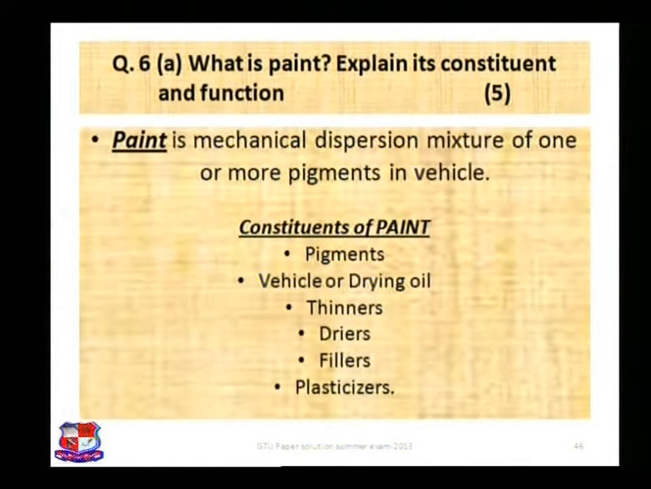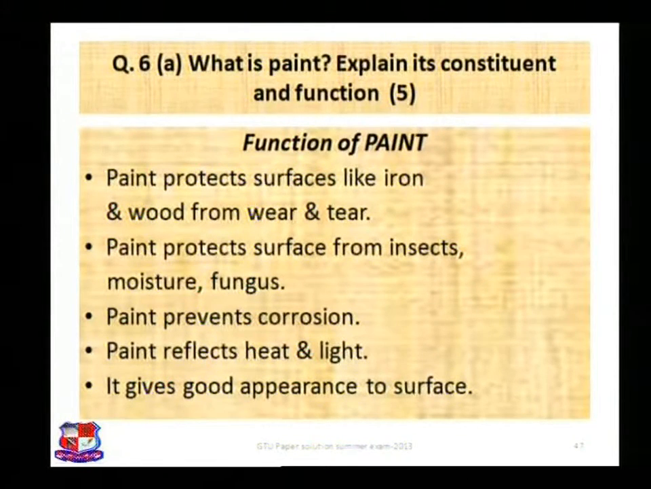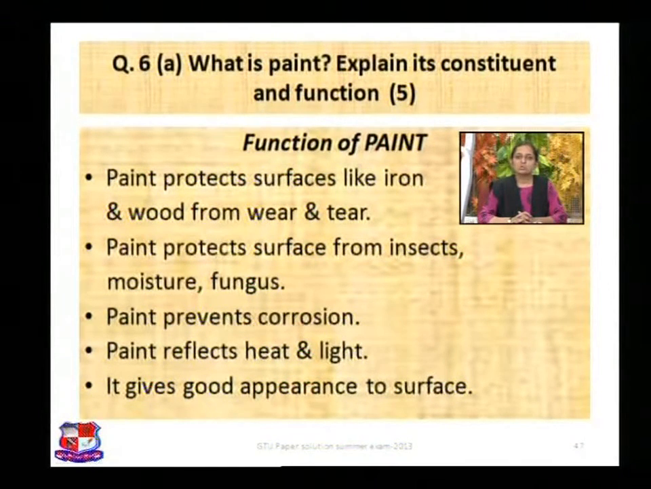Okay, so paint, we have covered the definition, we have covered the constituent. Now what is the next thing that is required? The function of paint. What is the role of paint? So that we are going to highlight. Function of paint. Paint protects surfaces like iron and wood from wear and tear. Paint protects surface from insect, moisture and fungus. Paint prevents corrosion. Paint reflects heat and light. It gives good appearance to the surface. So this is the role, or you can say the function of the paint in routine life.